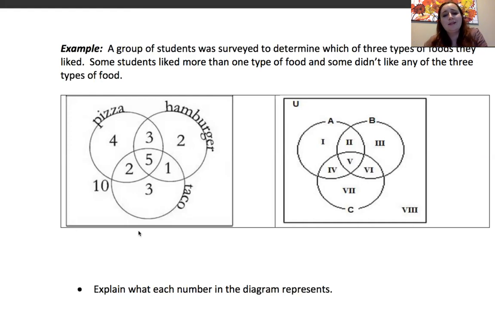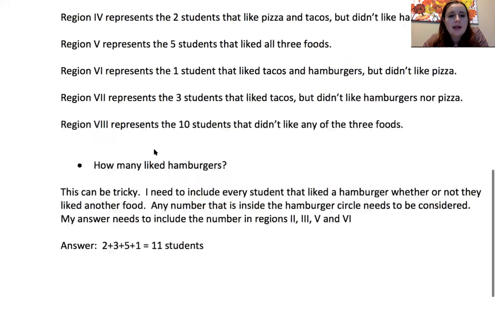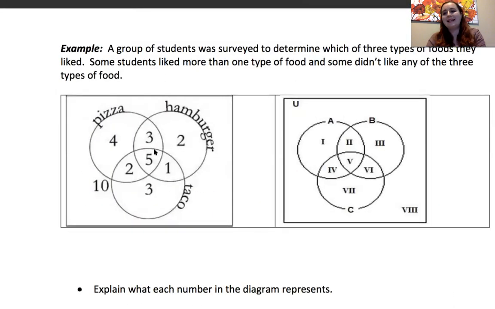So what gets difficult then is now the questions. So let's look at some questions. How many people liked hamburgers? My first thought is 2. These 2 people right here. I'm incorrect.